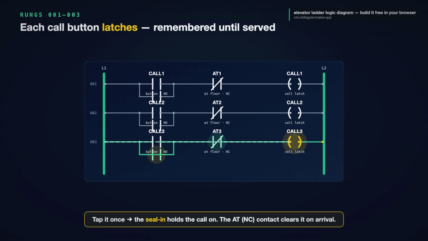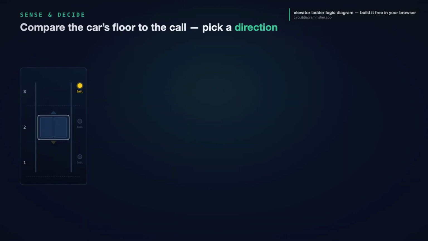It only clears one way. When the car actually reaches floor 3, the F3 switch opens that normally closed contact, drops the coil, and the seal-in springs open. Served and forgotten. 3 floors, 3 identical latches.